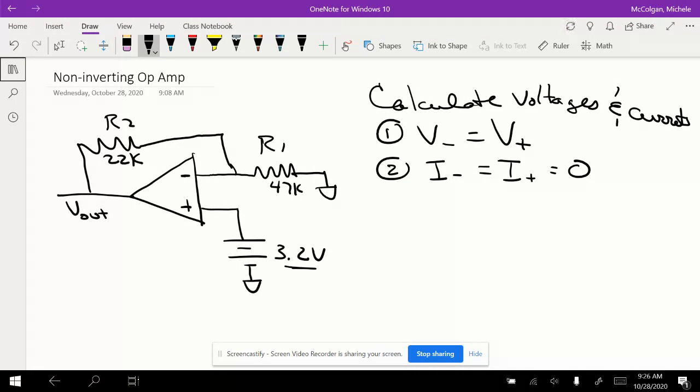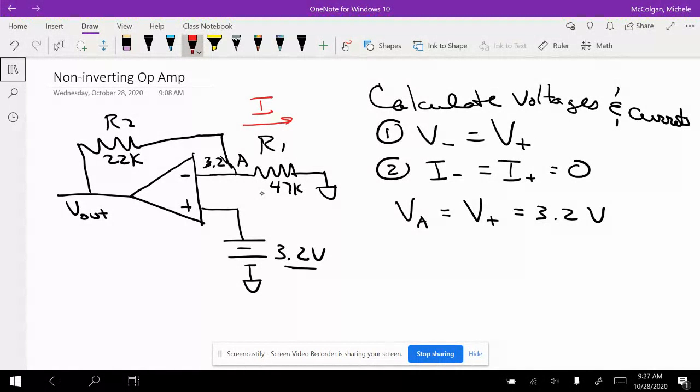Okay, so we're going to start with number 1, and we're going to match the voltages going into the inputs. So we're going to call this point right here A. So we know that VA is equal to V non-inverting, which is equal to 3.2 volts. And since this is 3.2 volts here, then I know my current is going to be flowing to the left. So I is going to be flowing this way because this voltage here is higher than ground here.